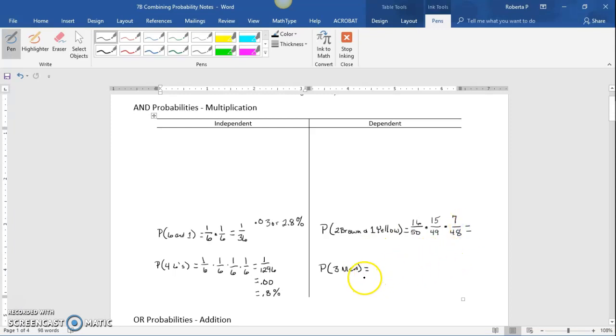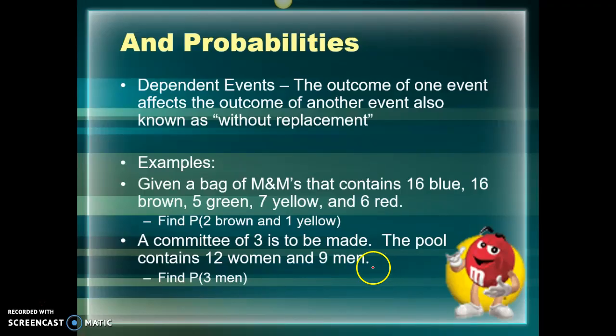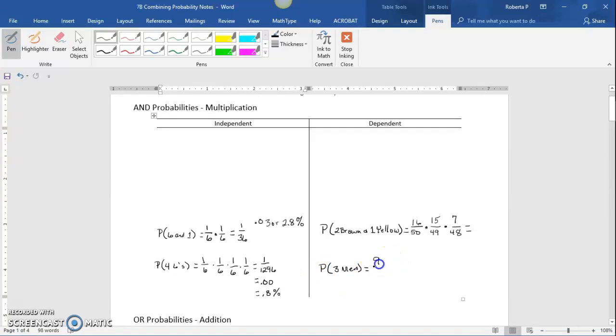So you can finish that up. Now we have 3 men, so let's look at our committee of 3 men. That's understood to be a dependent event, because once you pull out a man for the committee, you're not going to put him back in. Even though it doesn't specifically say without replacement, you can assume that, just like you can assume you're going to eat the M&M. We have a total of 9 men and 12 women, so 21 total people, and 9 men out of 21. Once that man is picked, we have 8 left and only 20 people to choose from. Then 7 men left and 19 to choose from. Multiplying that out, we can write it as a decimal or a percent.